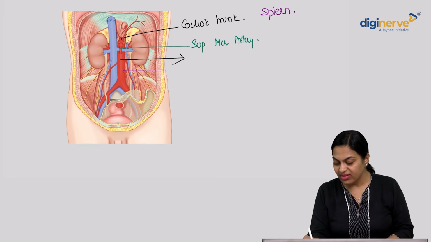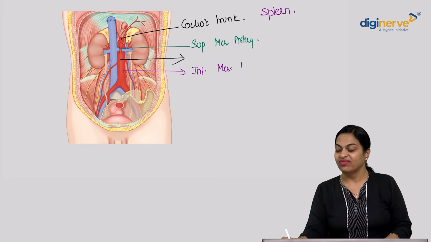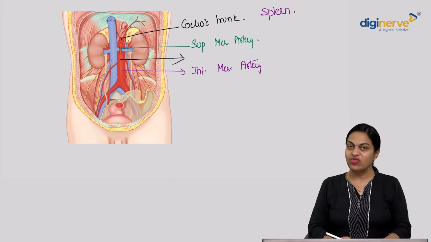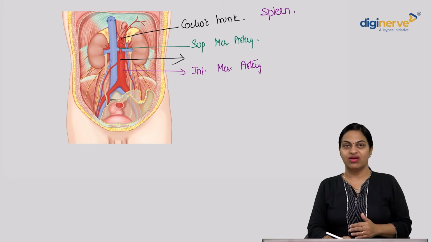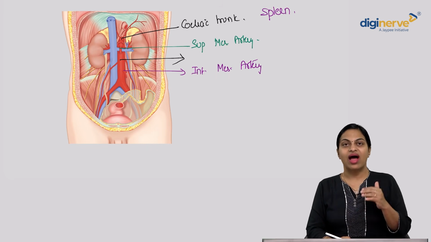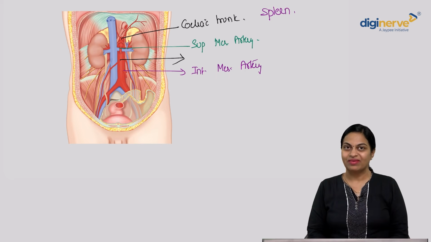This one here is the inferior mesenteric artery, which is going to supply the derivatives of the hindgut, that includes the left one-third of the transverse colon, the descending colon, sigmoid colon, and the rectum, upper part of the anal canal up to the pectinate line.